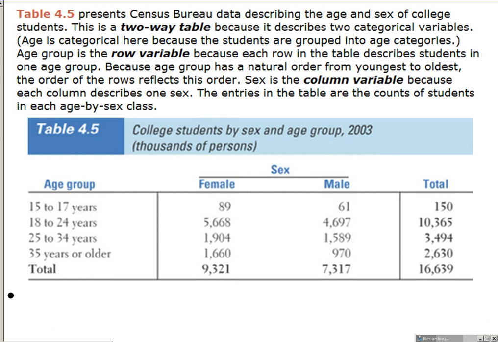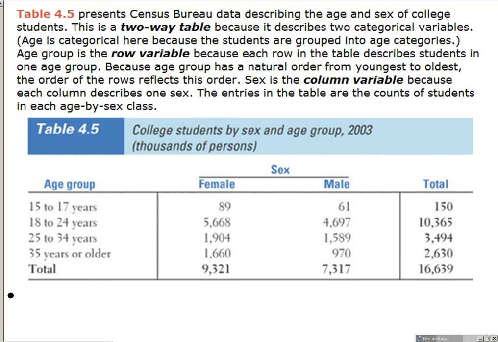Notice that age, normally we would think of age as a quantitative variable because it's measured in years or months or days or whatever we may be measuring it in. In this case, it's a categorical variable because we have age groups in which we are putting the students.